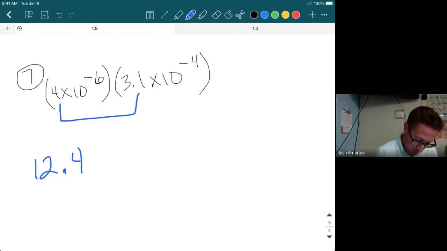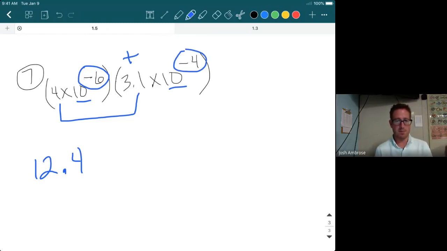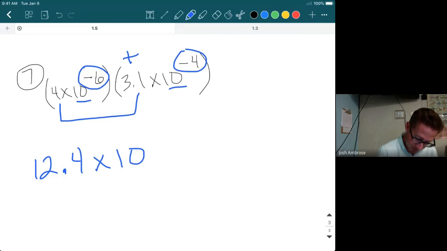Now, same base number, base 10, great. So what do you do when you have the same base number and you have exponents that are being multiplied? You add the exponents together. So -6, we're going to add that to a -4. Okay, so what is -6 plus -4? That's going to give you, don't forget, times 10, a -10. But we're not done yet.